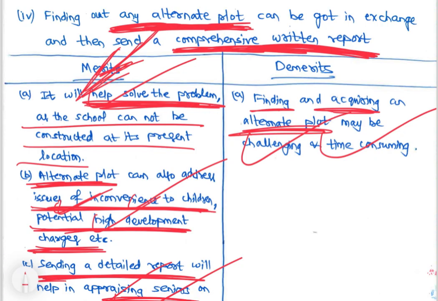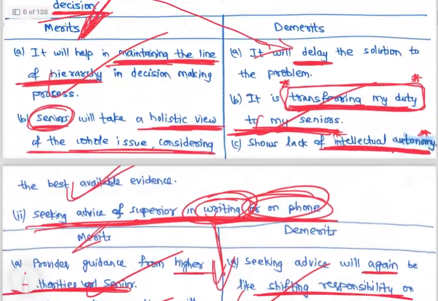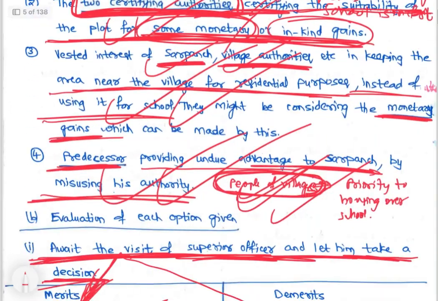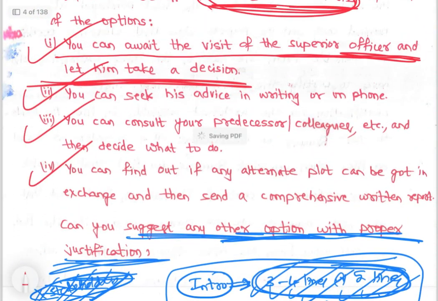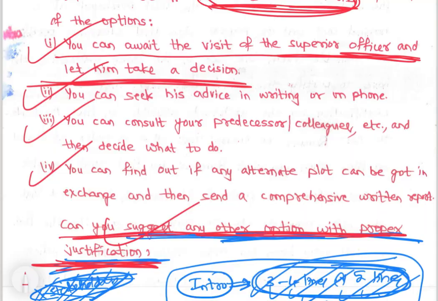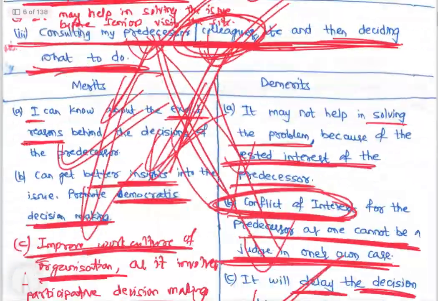So now see, the question has 4 options given, and we have discussed merits and demerits. Then can you suggest any other option with proper justification? Okay, कोई और option है with proper justification, so that we will discuss now.